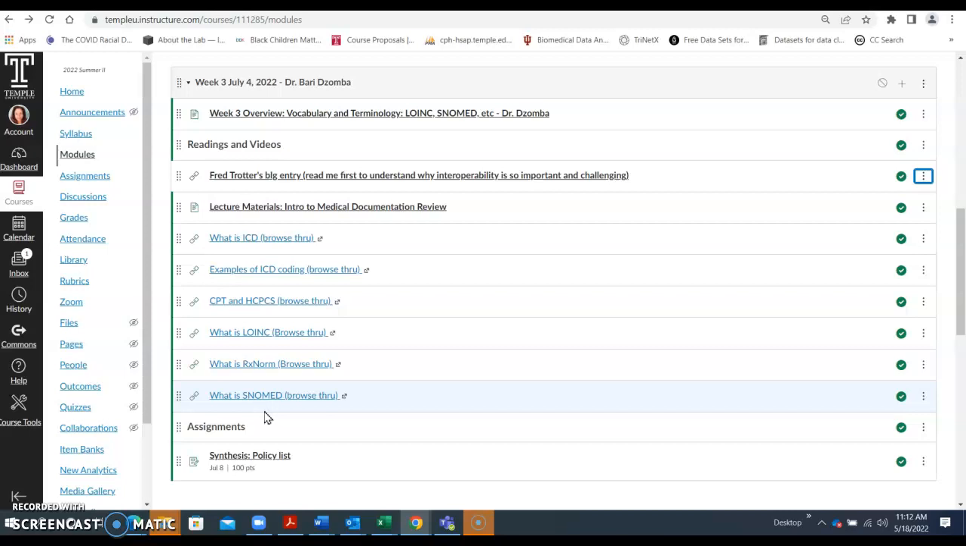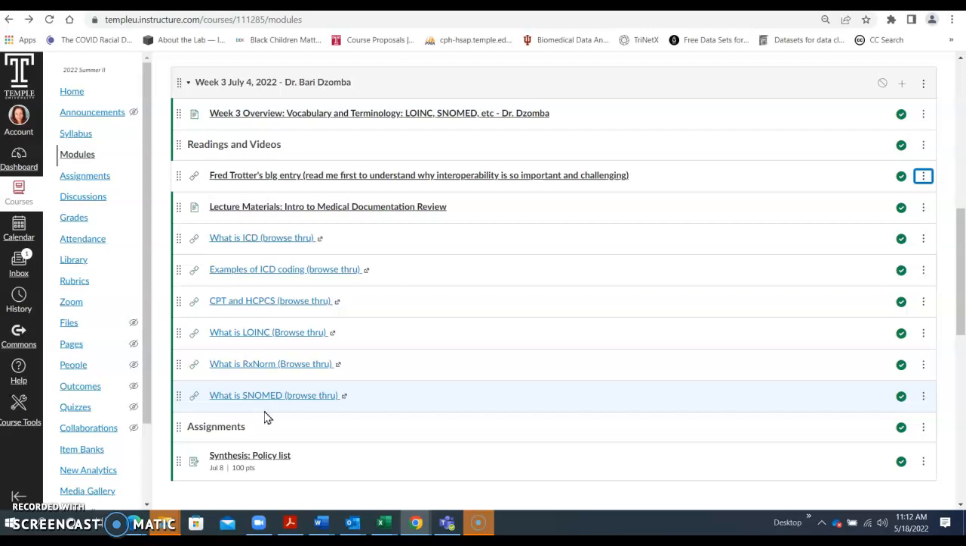During this week, we're going to introduce you to vocabulary and terminology. For example, LOINC, L-O-I-N-C, SNOMED, and many other types of ontologies, vocabularies, and classification systems.